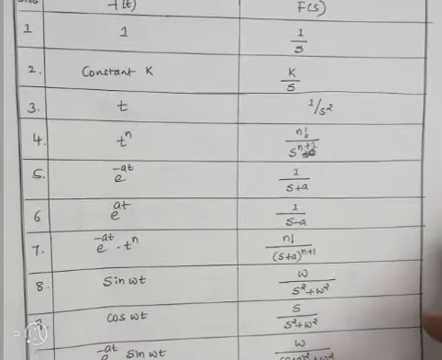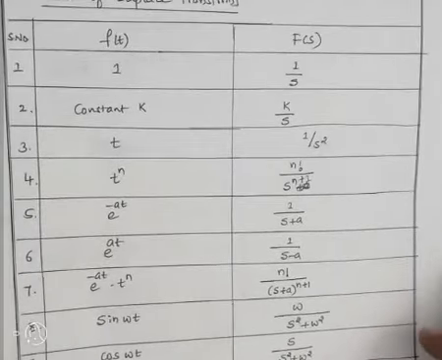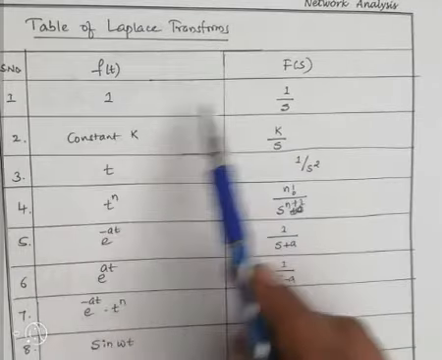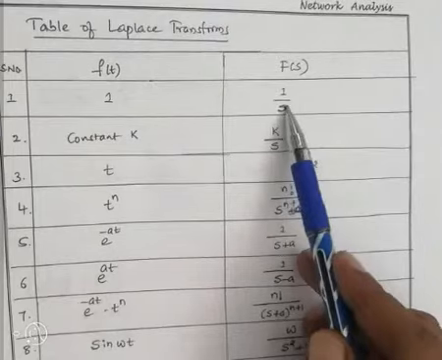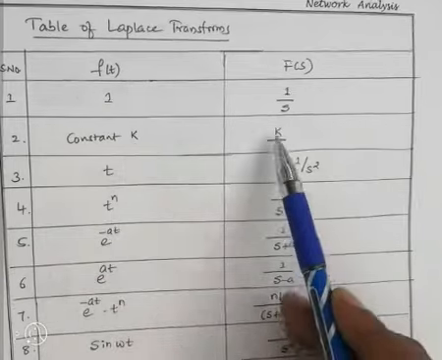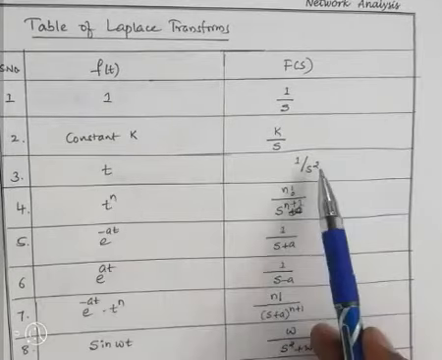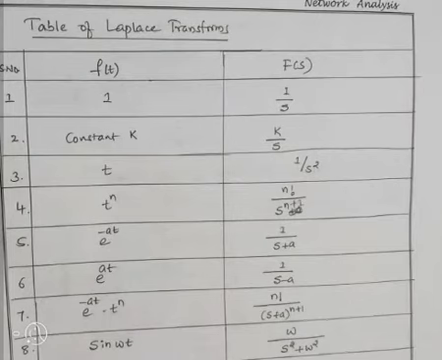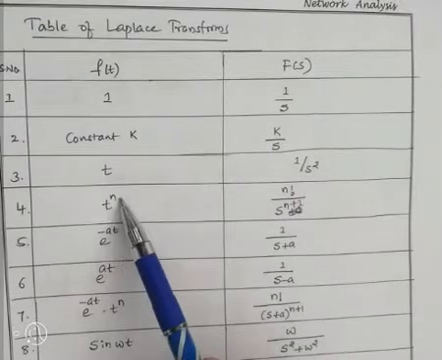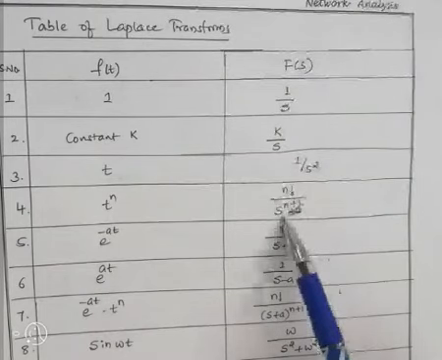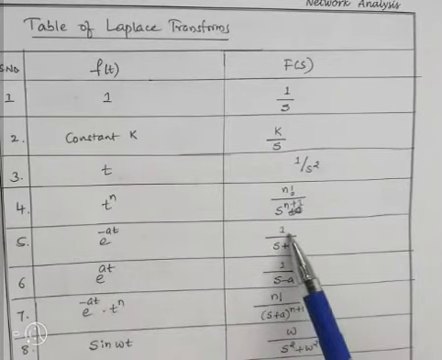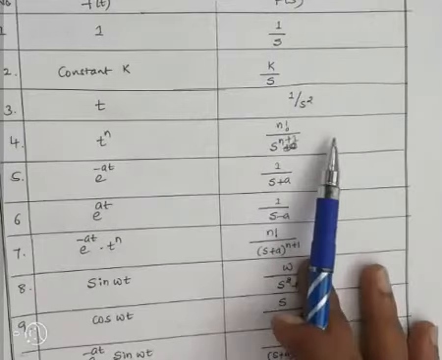So I am going to write one table here. Let us make use of this table of Laplace transforms. If the function is 1, the Laplace transform is 1 by s. If the function is constant, then k by s. If the function is t, then 1 by s square. If the function is t to the power n, then n factorial divided by s to the power n plus 1. If the function is e to the power minus at, 1 divided by s plus a. Similarly, e to the power at, 1 divided by s minus a.